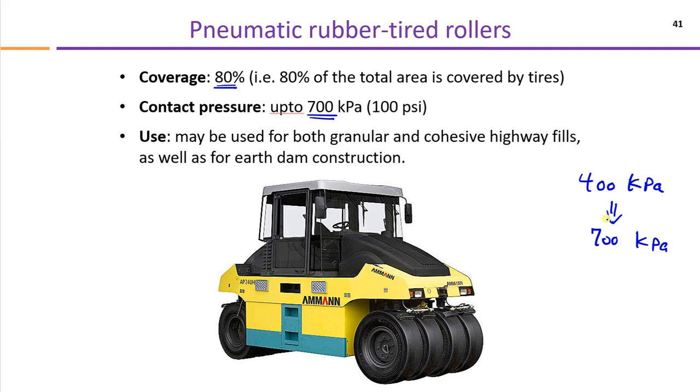Mostly we use this for granular and cohesive soil, but you might see this mostly on the road projects where the top layer is being placed, where the asphalt layer is being placed. So that is used for the compaction of those asphalt layers.